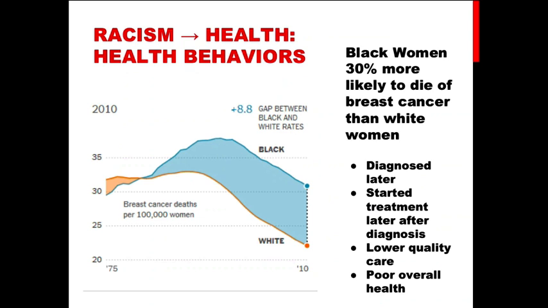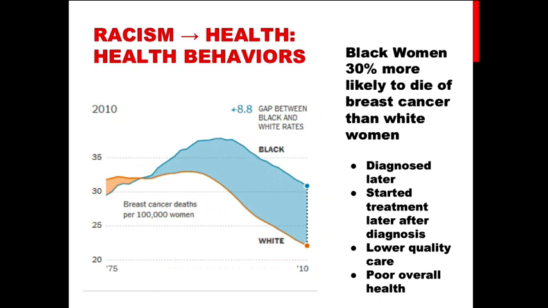Again, we see in this graphic that the mortality rate among women with breast cancer has been dropping for Black and white women, but the mortality rate of Black women is still much higher than that of white women. How could this be? Well, there are many reasons. First, Black women tend to be diagnosed later. They could be getting diagnosed later because they have lower access to health insurance and health care.